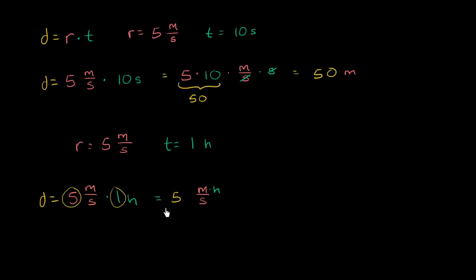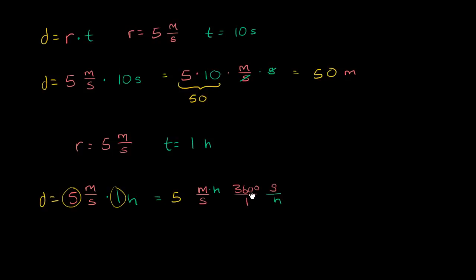So how do we do that? Well, we'd want to multiply this thing by something that has hours in the denominator and seconds in the numerator, essentially seconds per hour. Well, how many seconds are there per hour? Well, there are 3,600 seconds per hour. Or you could even say that there are 3,600 seconds for every 1 hour.